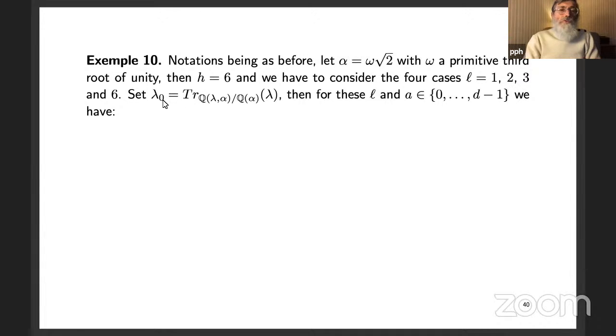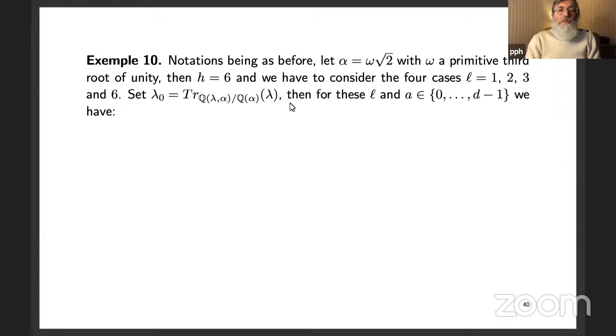For result notation, we may set lambda 0 to be the trace over Q of alpha of lambda, because in all the statements, you may have noticed that trace starts from Q of lambda alpha, but ends up with Q of alpha or Q.